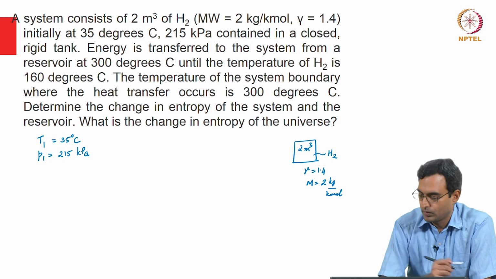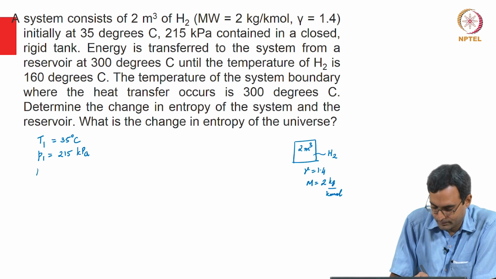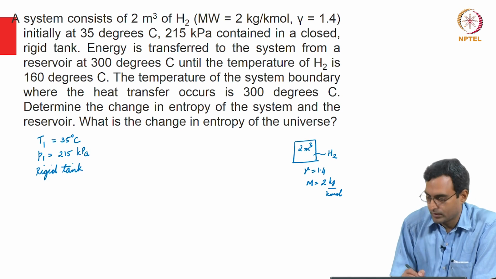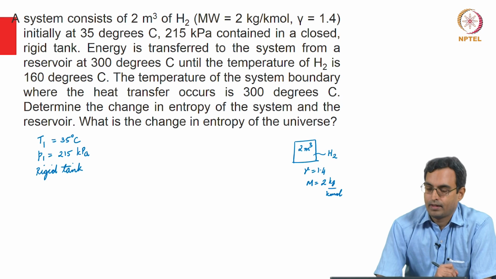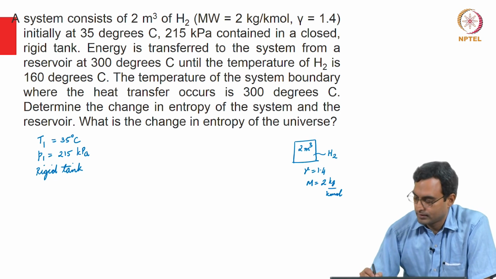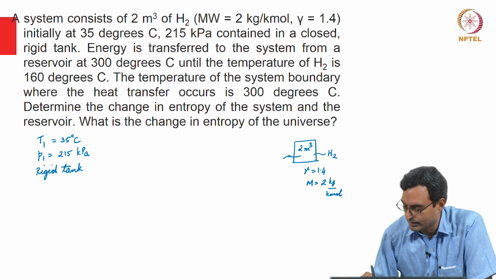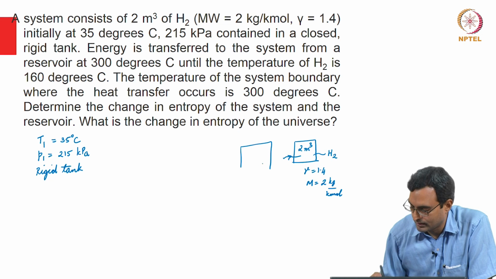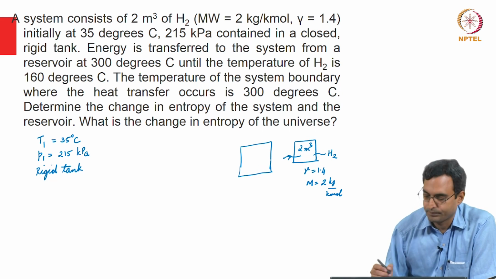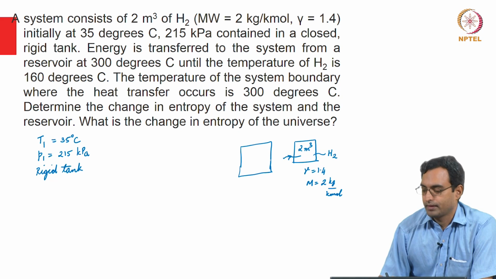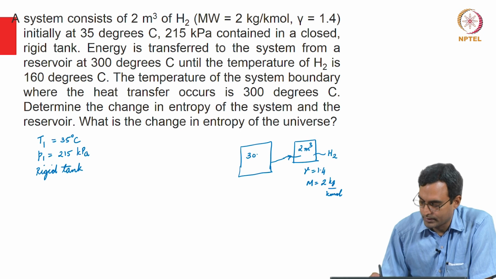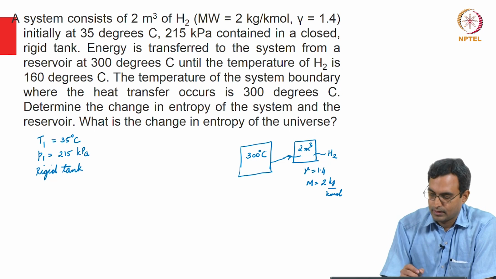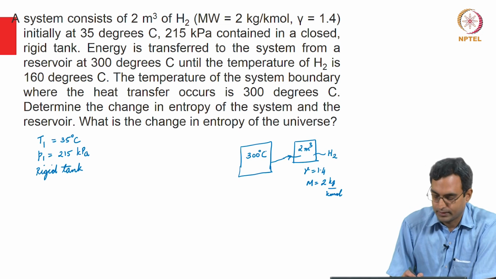This is contained in a closed rigid tank. So it's a rigid tank, therefore there are no changes in volume. It is closed, therefore mass is constant. Energy is transferred to the system from a reservoir. Okay, so I have energy being transferred here from a reservoir at 300 degrees. So a reservoir is like a really huge quantity of something such that the temperature does not change when you transfer energy out. So this reservoir is at 300 degrees centigrade. Energy is transferred until the temperature is 160 degrees centigrade.